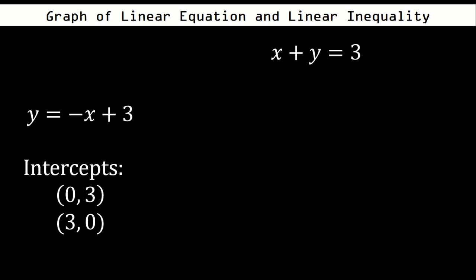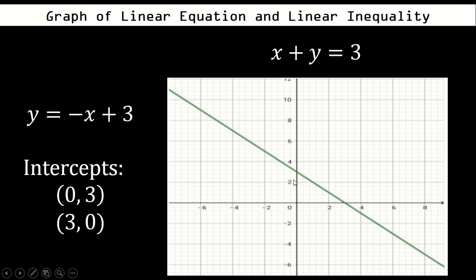If we're going to graph that, all we need to do is plot the 2 points in our Cartesian plane, then connect them. So here's what will happen. We have 0 comma 3 as our y-intercept, and 3 comma 0 as our x-intercept. Then all we need to do is connect them and extend both sides. Now we have the graph of x plus y is equal to 3.